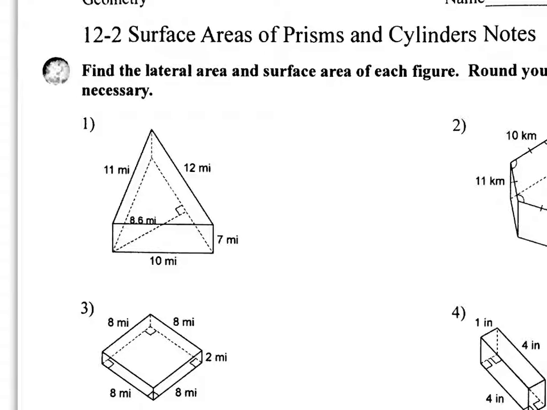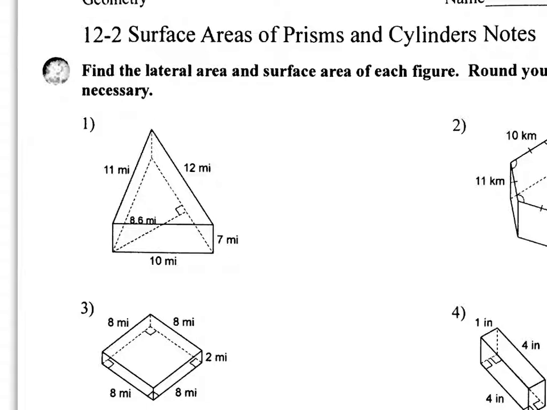So in the case of number one here, which is a triangular prism, lateral area would be the area of all the sides. So it would be the left side, the front, and the right side. So the area of all those rectangles added together. That's what we mean by lateral area. Surface area just includes the bases as well. So that would be the top, which is the triangle, as well as the triangle in the bottom. So that's the difference in surface and lateral area.